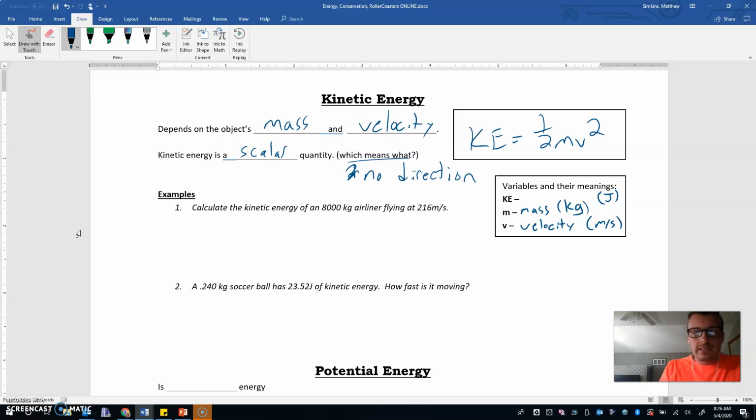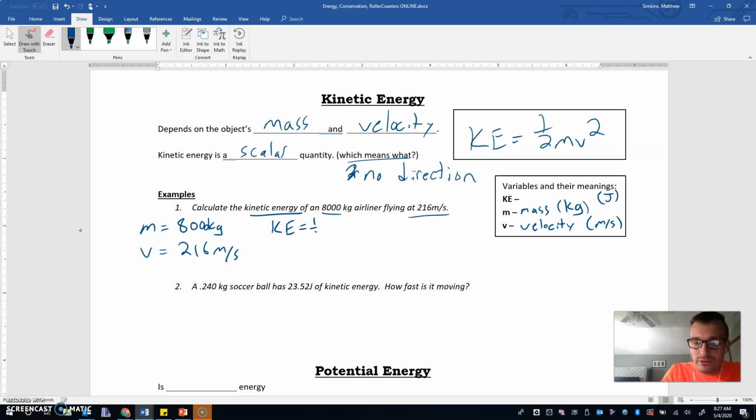So two quick examples. Calculate the kinetic energy. We want the kinetic energy of a 8,000 kilogram airliner flying at 216 meters per second. So don't forsake all of the good techniques that we've learned and used this whole year. You always want to write down this list of knowns. We're flying at 216 meters per second. We've used enough meters per second all year that you know that the velocity has to be in those units. So now it says calculate the kinetic energy. You can see how easy this is if you write the knowns. If you don't write the knowns, it's probably going to be a little more tricky to figure out.